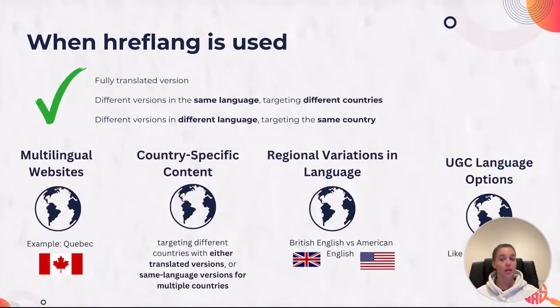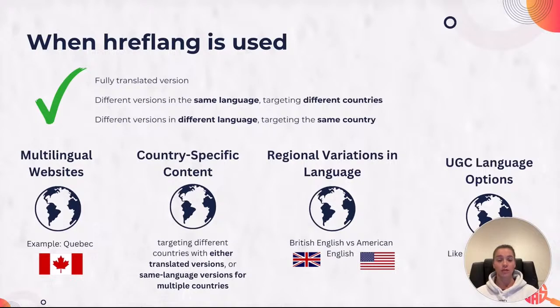When is hreflang used? There are multiple instances, and these can get a little bit confusing. The first one is when you have a fully translated website version, or you've got different versions in the same language but targeting different countries. If I'm targeting Singapore and the UK, I would have English for the UK and English for Singapore. So that's the same language, different countries.